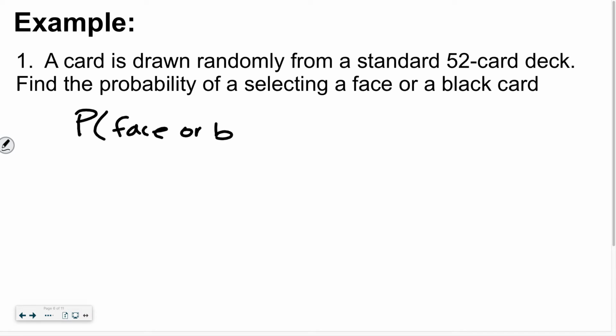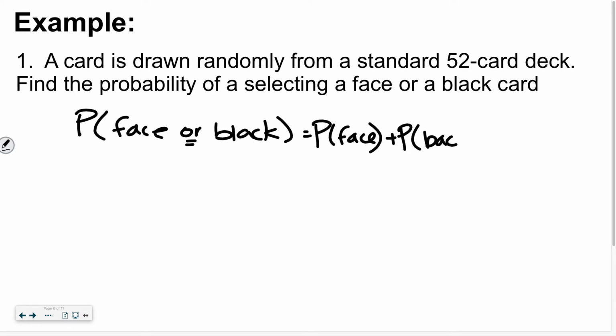or a black card. Keyword is or. So we want to do the probability of a face card plus the probability of a black card minus the probability of a face and a black card at the same time. Okay, so card people, help me out.